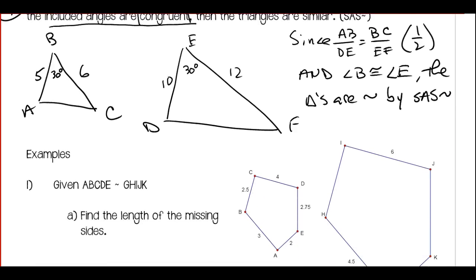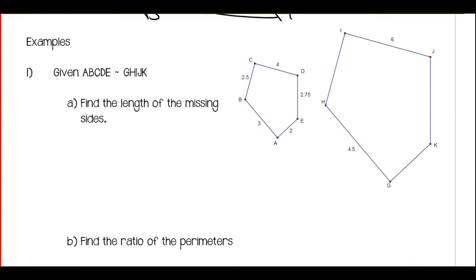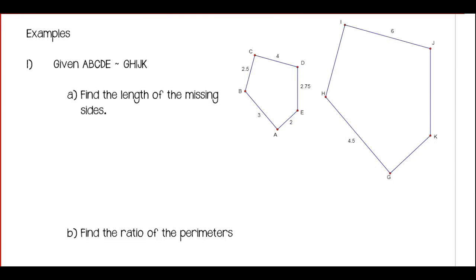Let's take a look at a couple of examples. Given that polygon ABCDE is similar to GHIJK, we want to find the length of the missing sides. So what we're looking for is a pair of sides that correspond and that we know the measures of both of them. So I can find the ratio of the polygons, and I know that the ratio of all the other sides has to be the same.